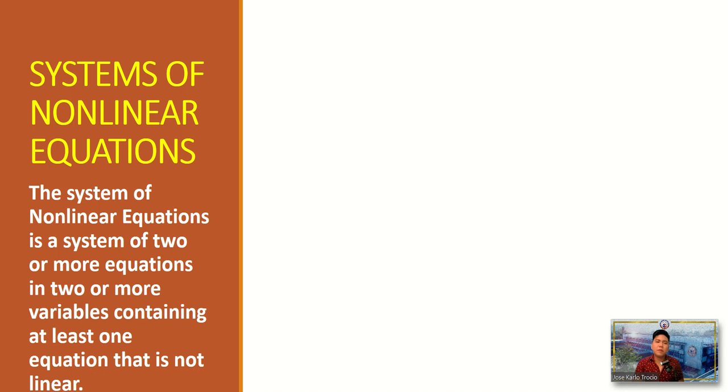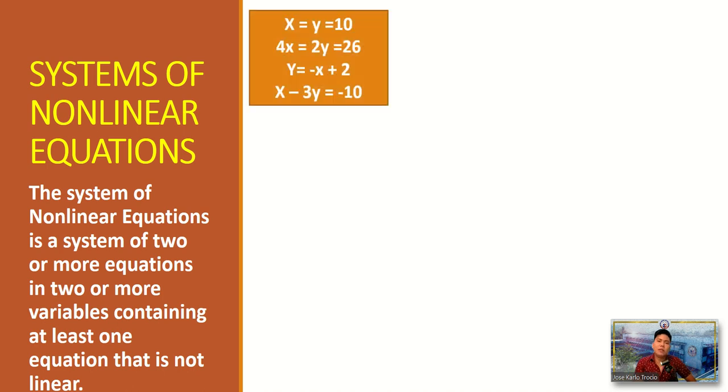Let us define systems of nonlinear equations. It is a system of two or more equations in two or more variables containing at least one equation that is not linear. So it could be a set of equations in which it can have a linear, and sometimes it can have both nonlinear equations. Let us see.